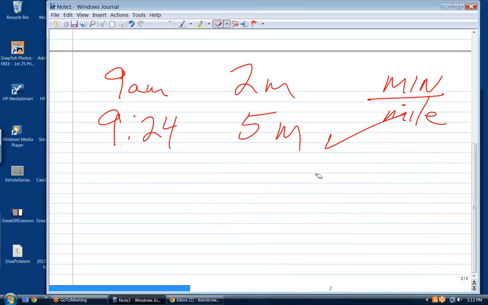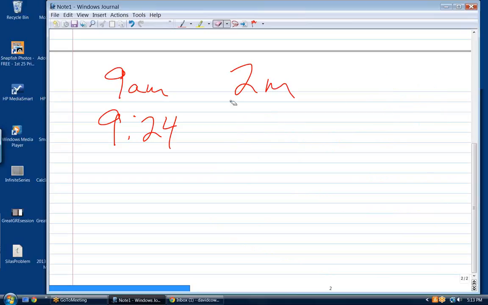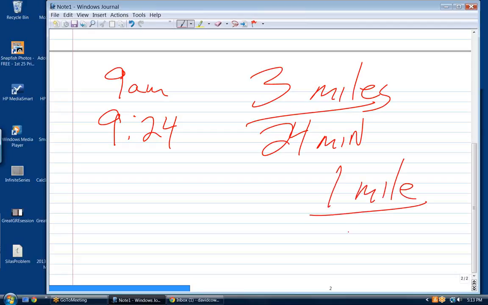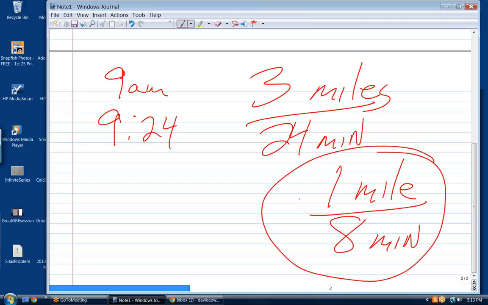Well, now there was a case where the time did not go in the denominator, but we could have. In other words, we could have made it 3 miles per 24 minutes. Well, now I got to divide. If I divide everything by 3, I get 1 mile per 8 minutes. That's pretty good. That's the same ratio we got. It's just stated differently. The other one was 8 minutes per mile. Well, this is 1 mile per 8 minutes.